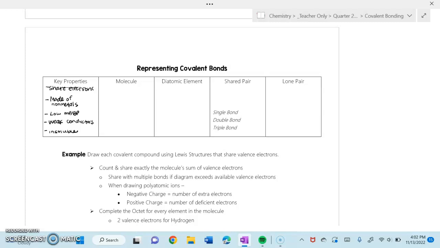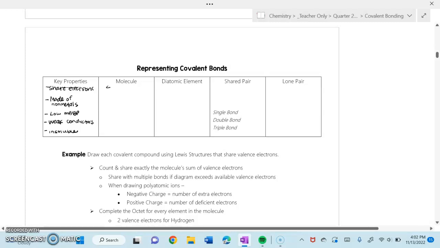Whenever we're talking about a covalent compound, another term that can be used to describe these type of compounds is molecule, and we are going to draw Lewis structures of molecules. So a molecule is just another name for covalent compound. Any total nonmetal compound is considered a molecule. And when drawing molecules, we need to follow two rules that will be important.